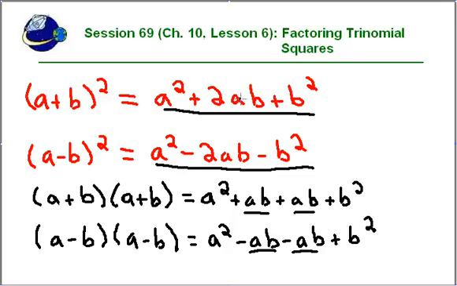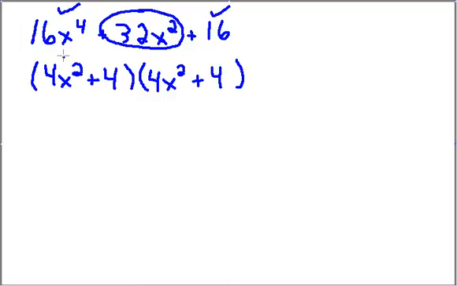Is a times b times 2ab. What's our a here? Our a is 4x squared. What's our b? 4. If we were to take this a times this b, that would give us 16x squared. Is this 32x squared twice it? Yes, it is. So this is, in fact, a square.